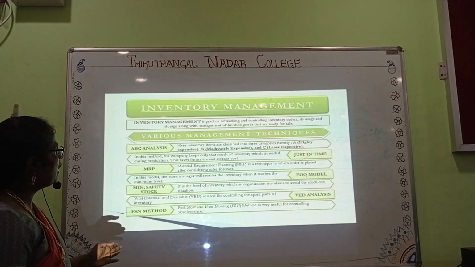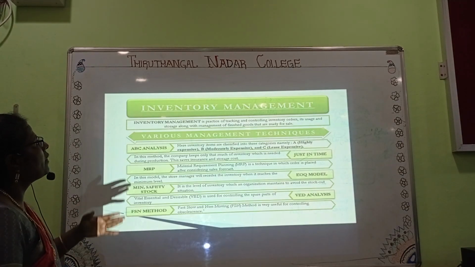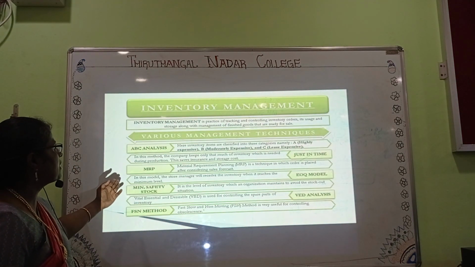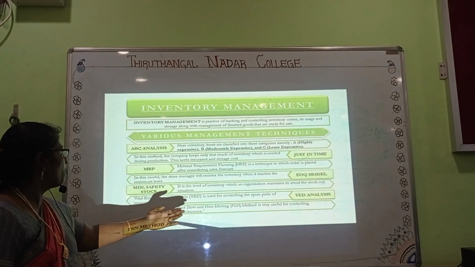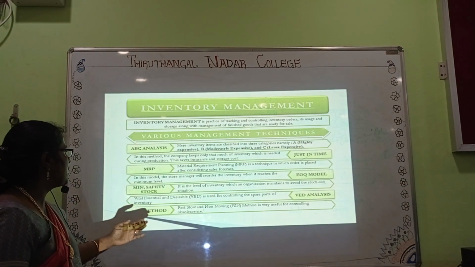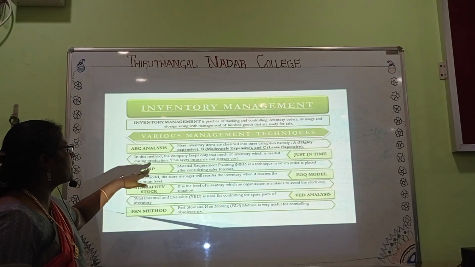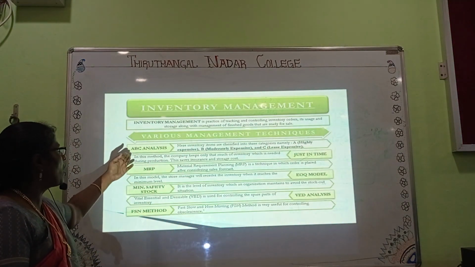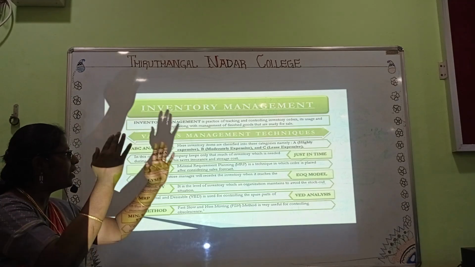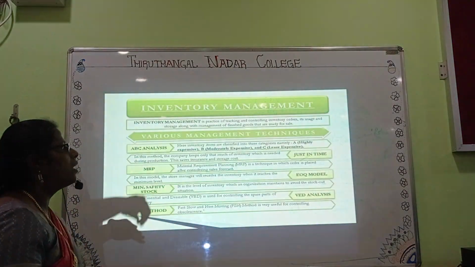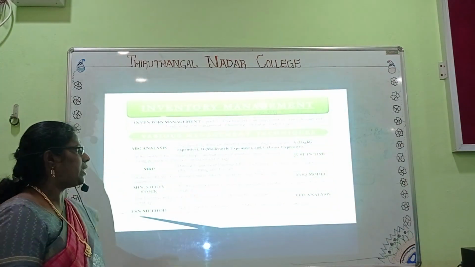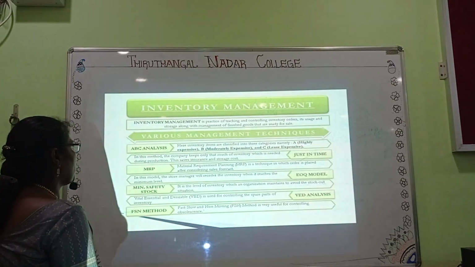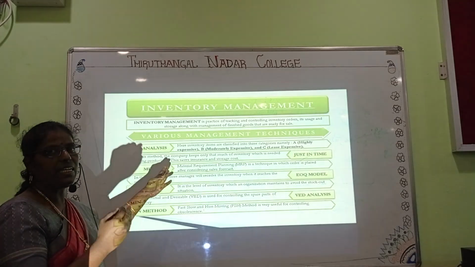And next, we will see what is inventory management, and there are inventory management techniques. Okay, so what are the techniques? ABC analysis, just in time, MRP, EOQ model, minimum safety stock, VED analysis, FSN method. These are all the techniques for inventory management. And now I am going to explain each technique. What is this ABC analysis? The inventory items are classified into 3 categories. First category is highly expensive inventory. Second category is moderately expensive, and the last one is least expensive category. Okay, so the company keeps the inventories in this order.